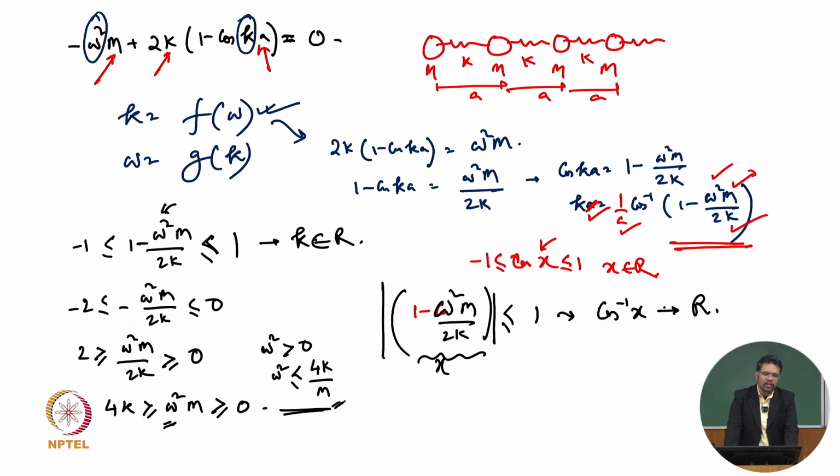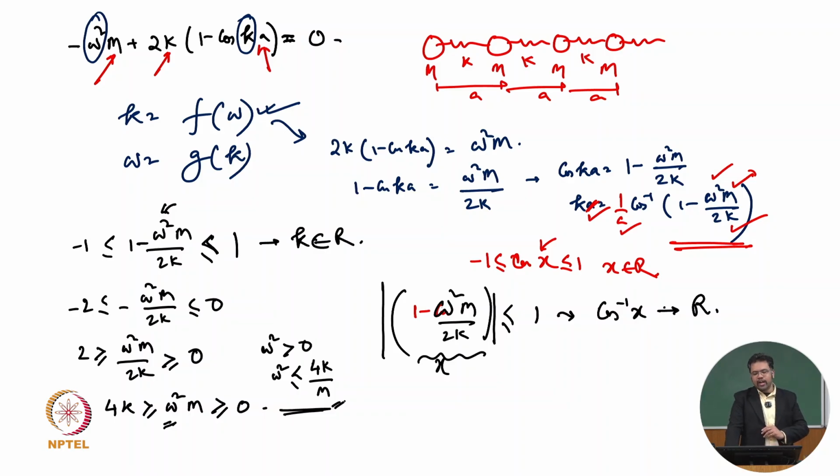Now, there is no literal sense that omega square is less than some value. Omega can be more than some value. But what is the consequence of that? If omega is more than some value, that time we will get our kappa non-real. It may be imaginary or it may be complex. Okay? Do you agree with me? Agreed?